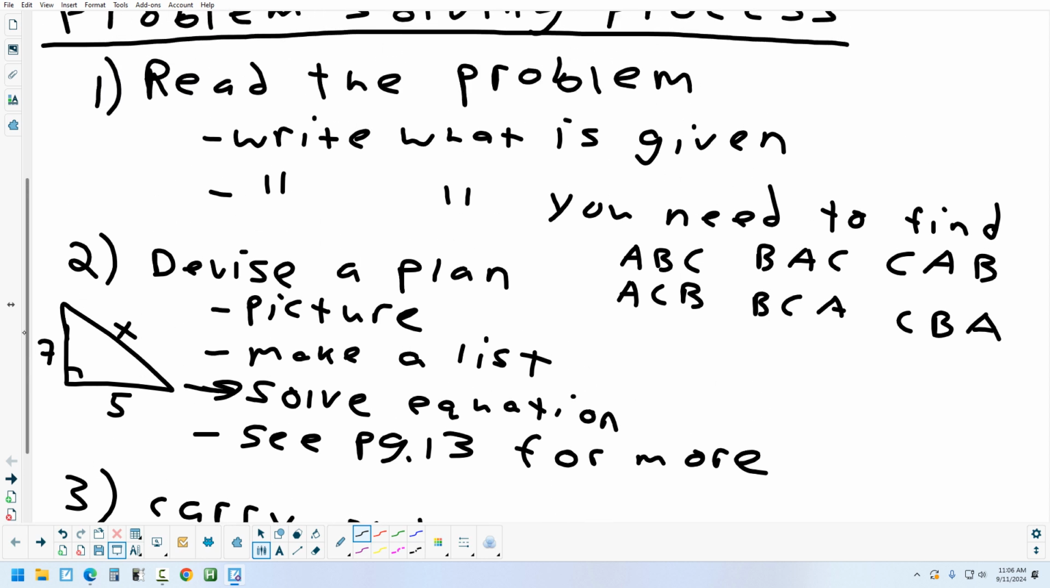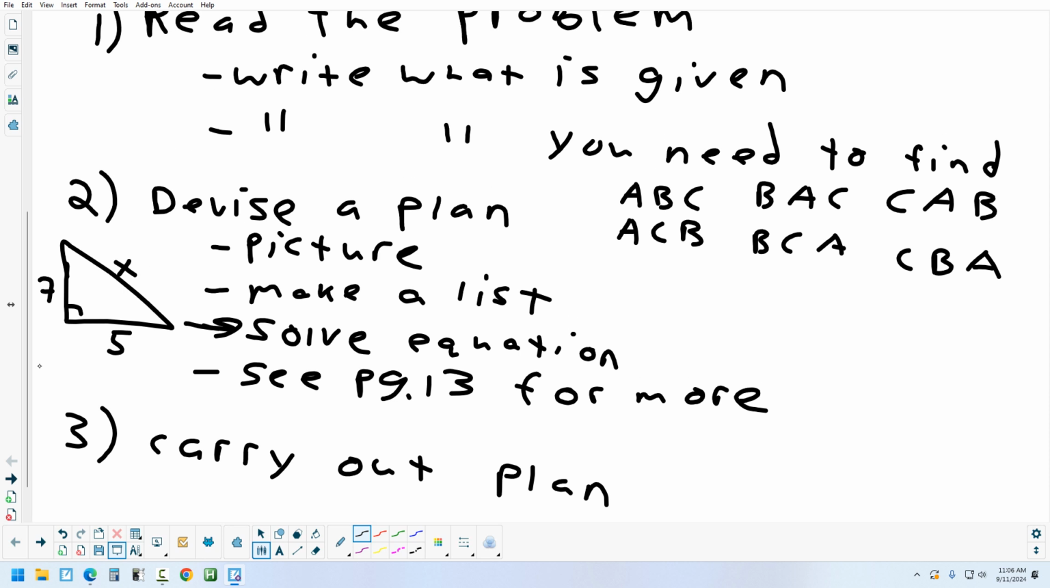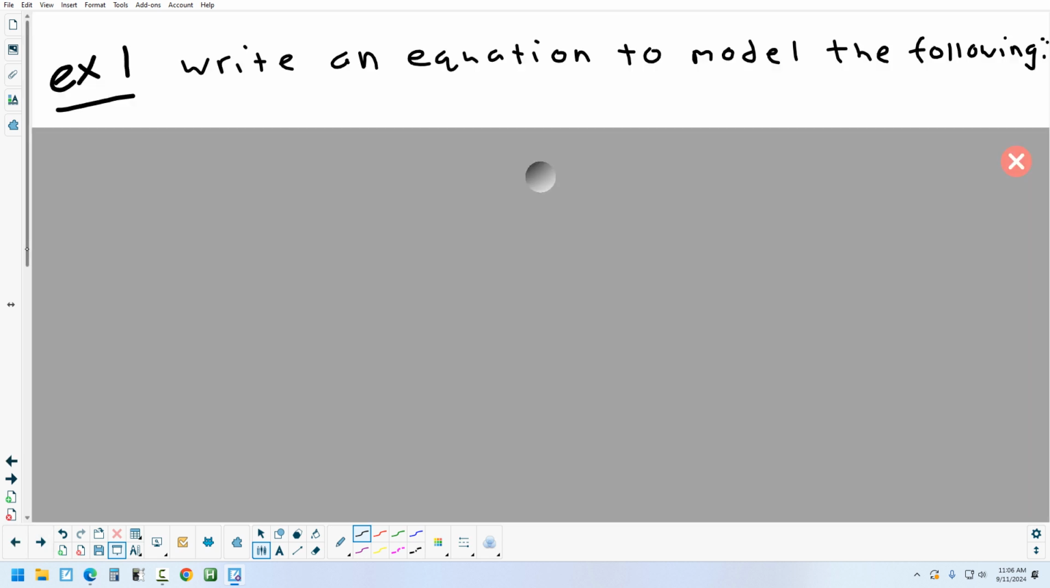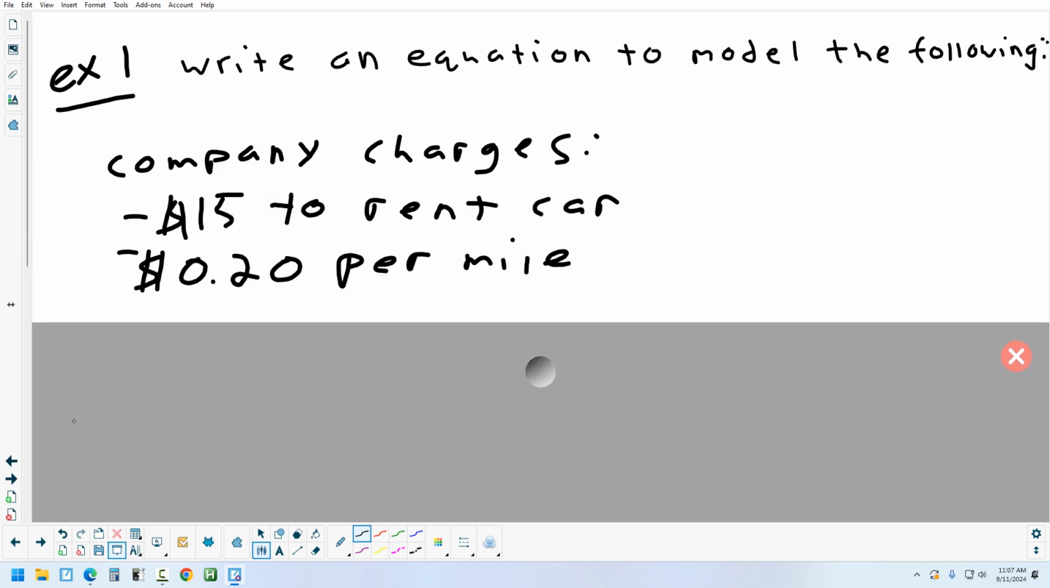Any questions on those general guidelines for solving problems? All right, so now let's look at a question and see if we can apply those methods. First of all, this problem is telling you which method they want you to use, at least for now. They say write an equation.